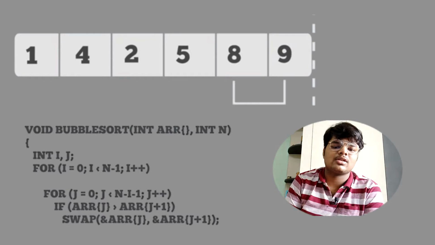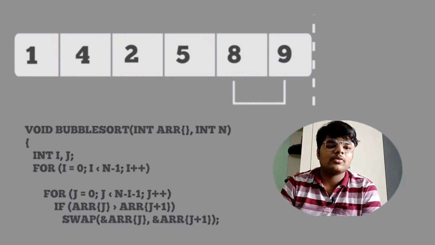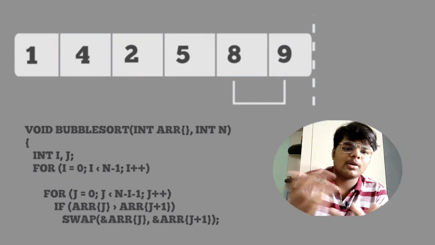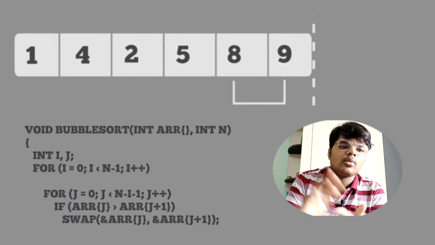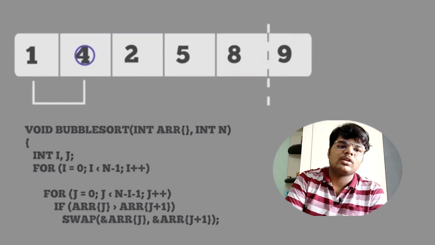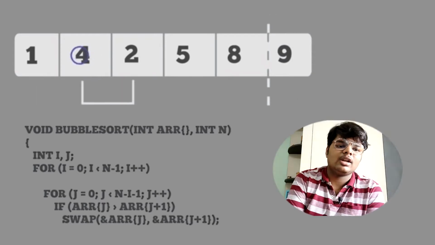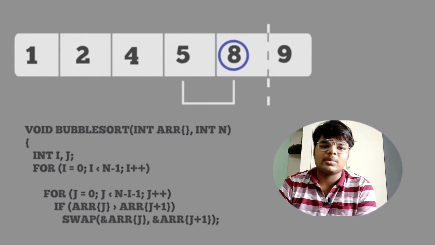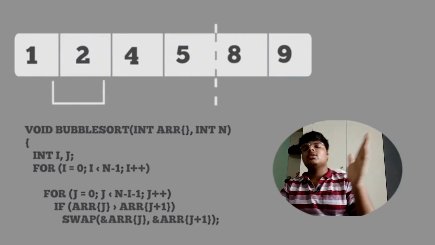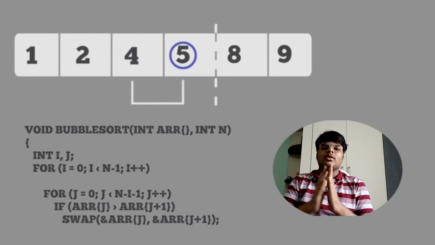So now starts the second iteration. After the first iteration, the array gets updated to 1, 4, 2, 5, 8 and 9. Now move j to the left by 1 unit and again start comparing the elements. Now this is the second iteration. Follow the same steps as above and continue the loop until you get all the elements sorted.